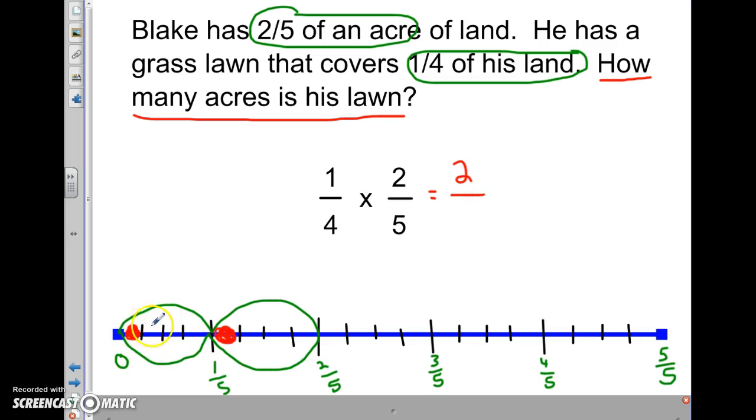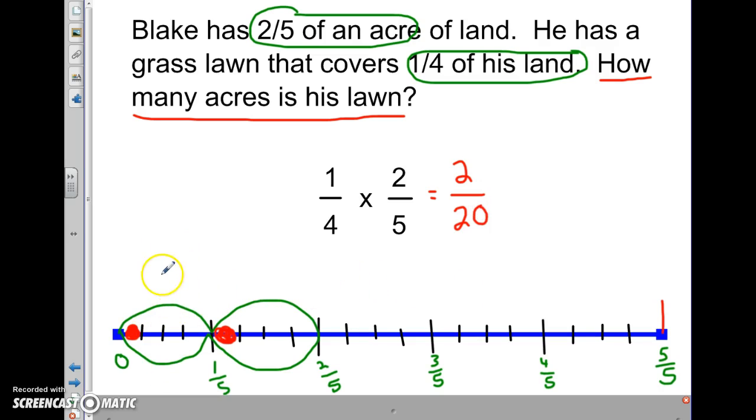And how many total little sections are there now that I have taken the fifths and divided those into fourths, or found 1/4 of each of these? Here's a section: 1, 2, 3, 4, right? Then 5, 6, 7, 8, all the way for the entire acre here. How many total little sections are there? There are 20.